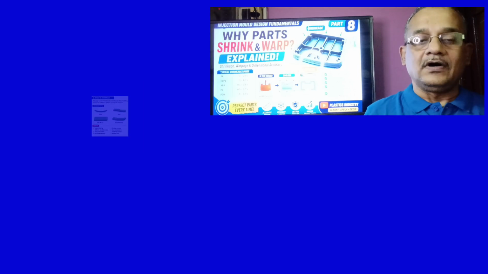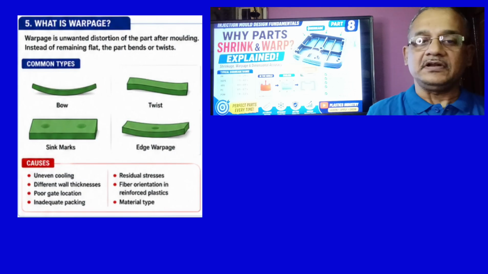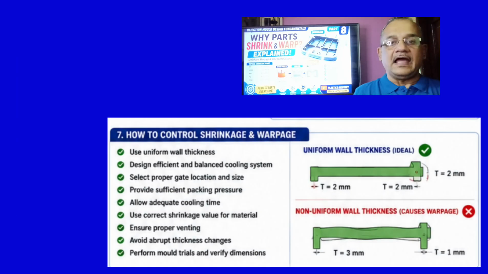What is warpage? Warpage is unwanted distortion after molding. Instead of remaining flat, the part bends or twists. Common causes: uneven cooling, different wall thicknesses, poor gate location, residual stresses, fiber orientation in reinforced plastics, improper packing. Warpage affects fit, function and appearance.